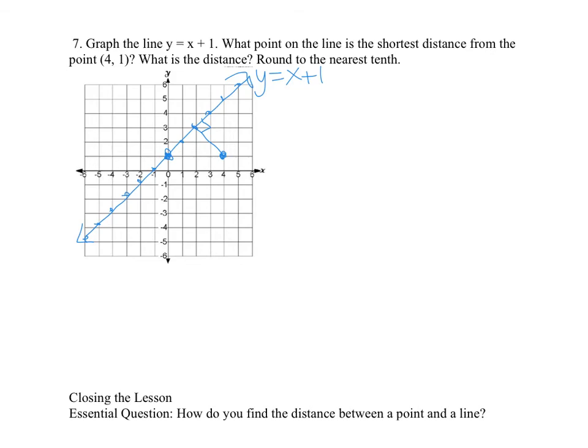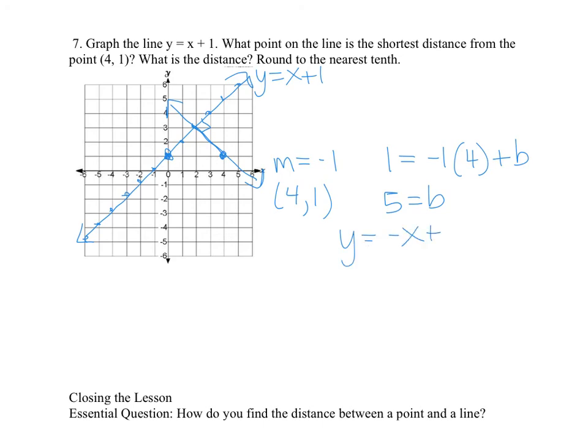So the first thing we need to do is find the point. So we need this line going through that point. We know the slope of that line is going to equal negative 1. It's perpendicular. The point that we're using is 4, 1. So y equals mx plus b. Add 4 to both sides. So this would be y equals negative x plus 5.